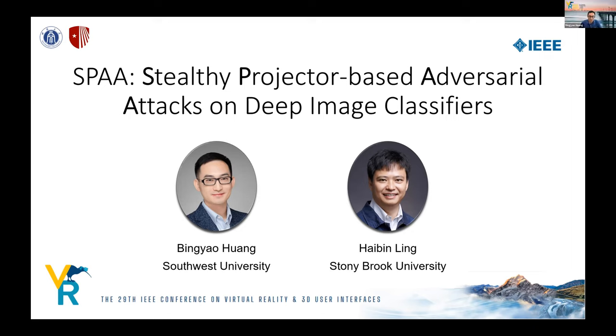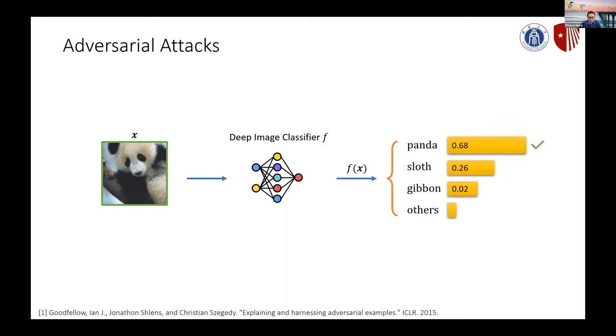Hi everyone, my name is Bingyao Huang from Southwest University, China. We propose a spatial augmented reality technique to fool deep image classifiers with a projector. With the rapid advancement of deep learning, visual recognition has gained much popularity and high accuracy. How to protect user privacy and security from unauthorized visual recognition becomes increasingly important.